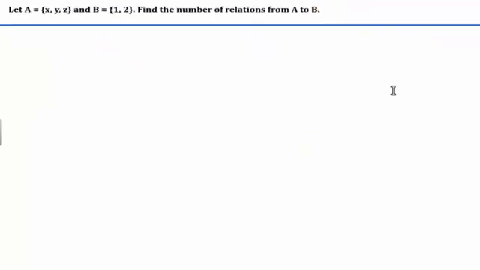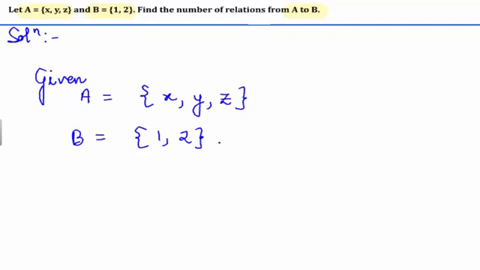This question says A is a set which is equal to {x, y, z}, and B is a set which is equal to {1, 2}. You have to find the number of relations from set A to set B. Let us begin the solution of this question. It is given that set A is equal to {x, y, z} and set B is equal to {1, 2}. So the number of elements of set A, that is n of A, will be equal to 3 and n of B will be equal to 2, that is the number of elements of the set B. We need to find out the number of relations from the set A to set B.